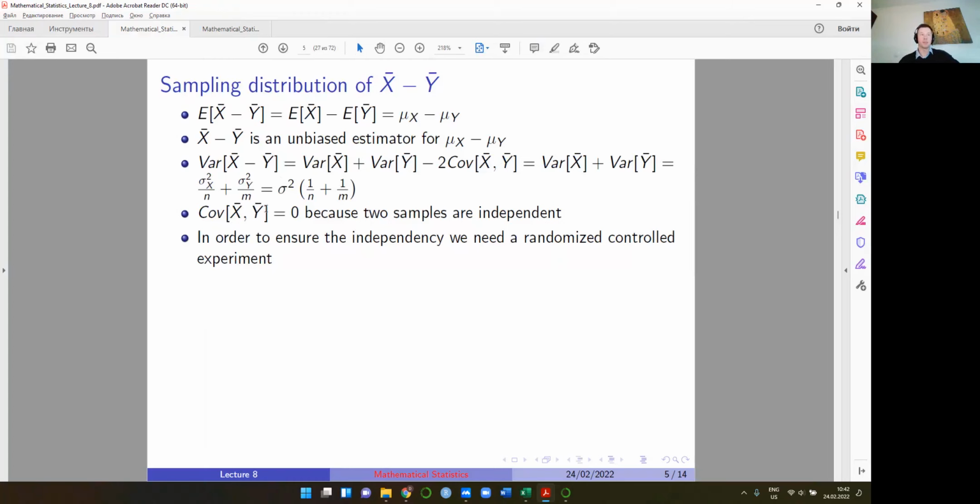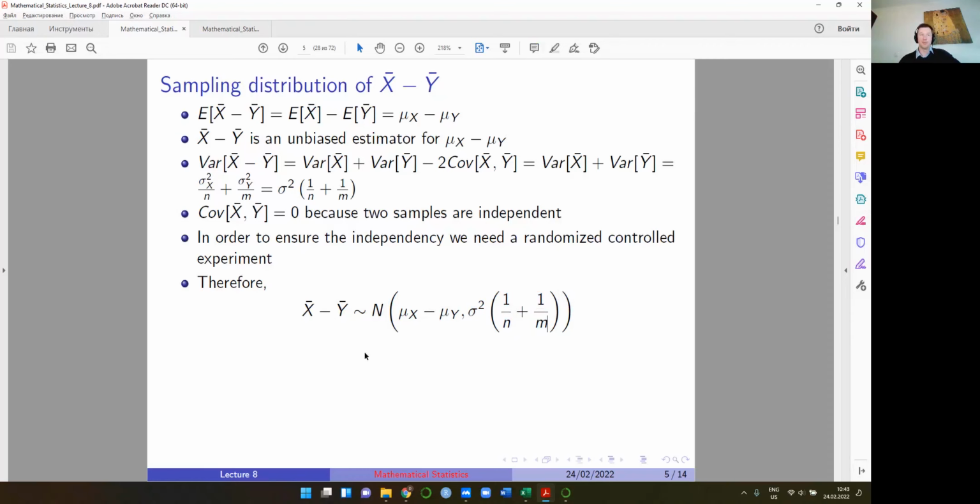In this case, we ensure that this covariance is 0, because otherwise we would want to know what this covariance is, and it's going to be problematic. So therefore, we know that this difference is going to be normally distributed, with the mean which equals this difference, and with the variance which equals this expression. Nice. So we know the sampling distribution of this estimator under the assumption of normality.